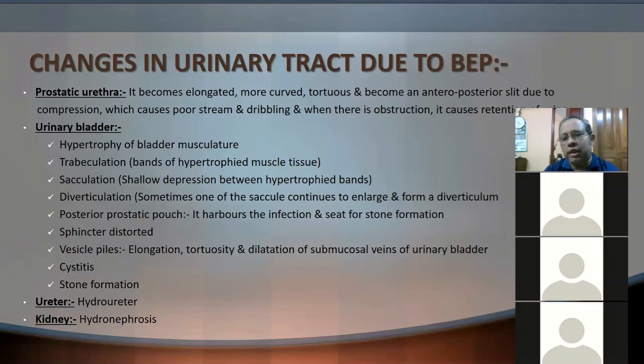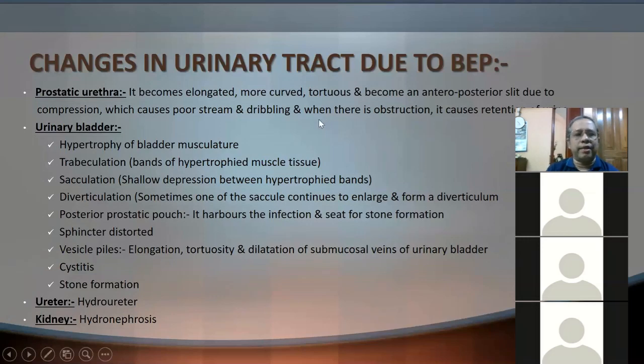This is only for the direction of the urethra. So that change in direction can create more pressure there, and urine can be expelled out in a single point. So this is about the urethral direction, an important one. Whenever the prostate is enlarged, the urethra becomes elongated, more curved, tortuous, and becomes an anterior-posterior slit due to the compression, which causes poor stream, dribbling, and when there is obstruction, it causes retention of urine later.